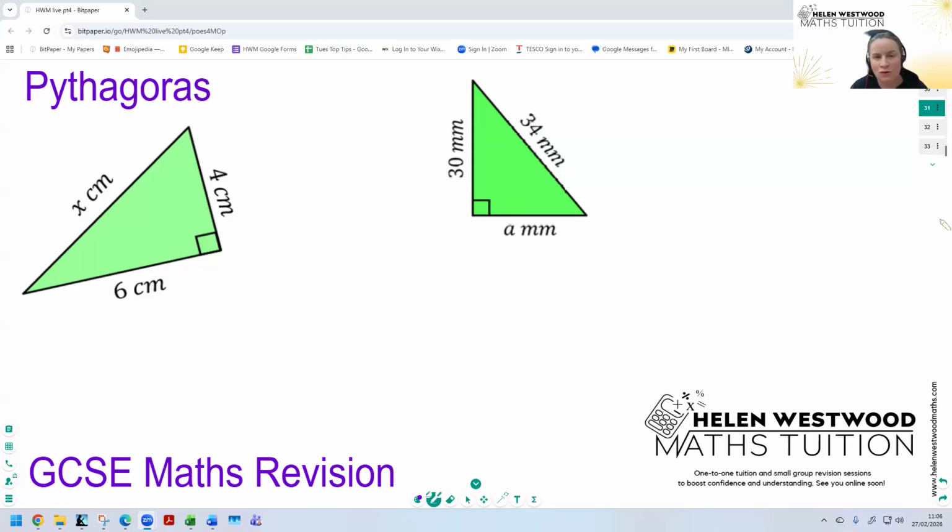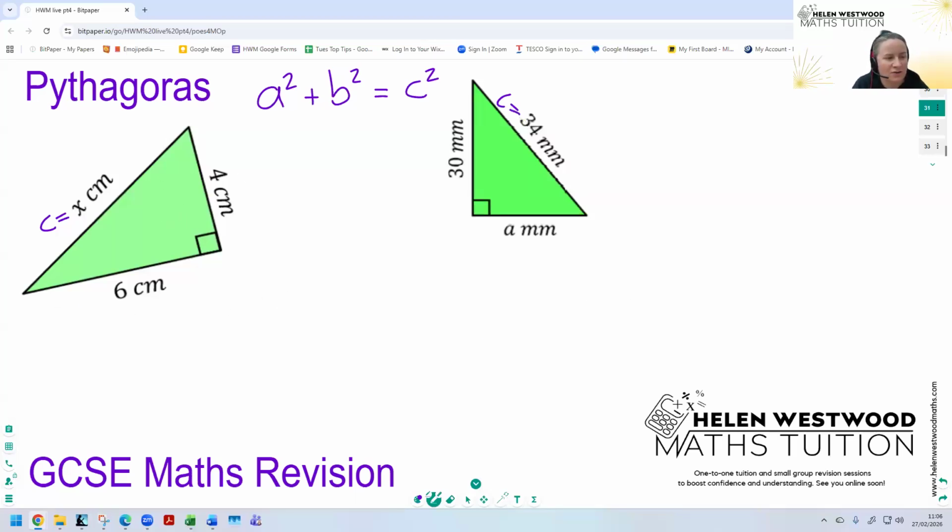I just thought I'd jump on to do some questions on Pythagoras, which I've been revising with my GCSE Maths success groups recently. This is one of the ways we can work with our right angled triangles to calculate missing sides. So our Pythagoras formula, of course, is a squared plus b squared is equal to c squared. The c is always our hypotenuse, which is our longest side opposite the right angle.